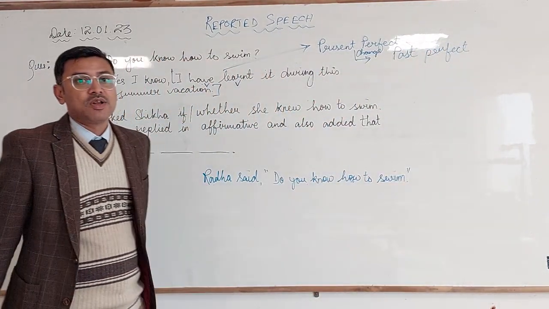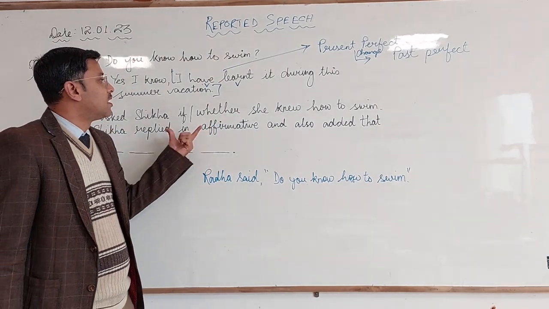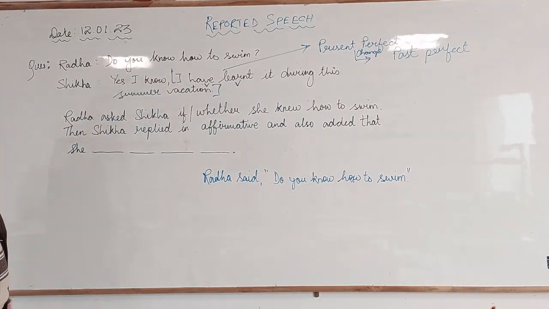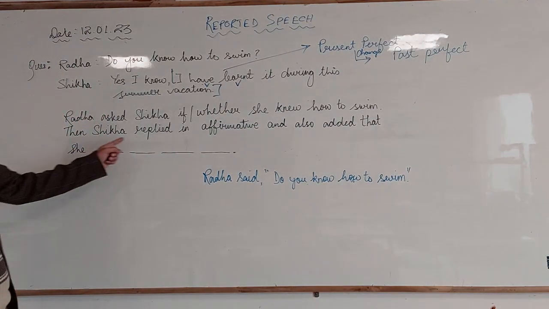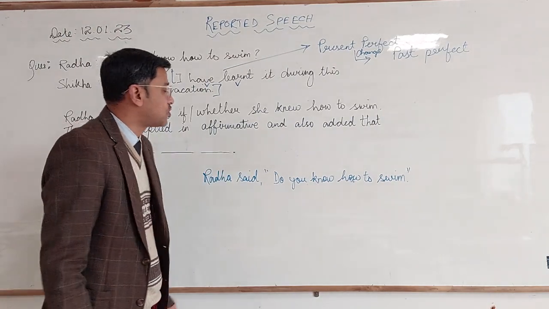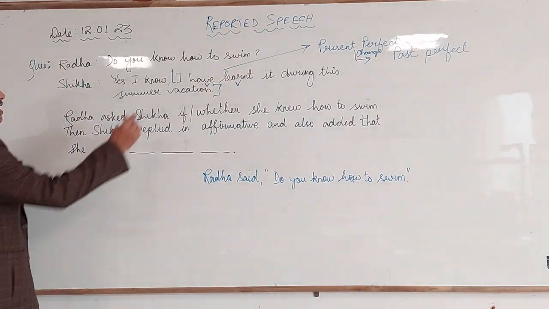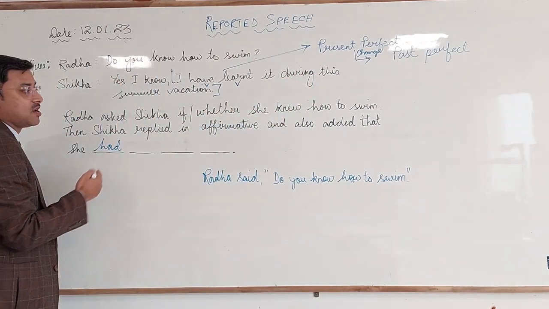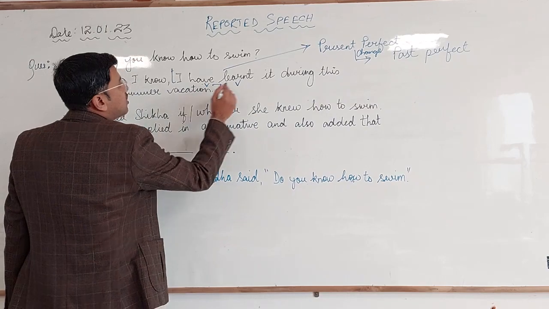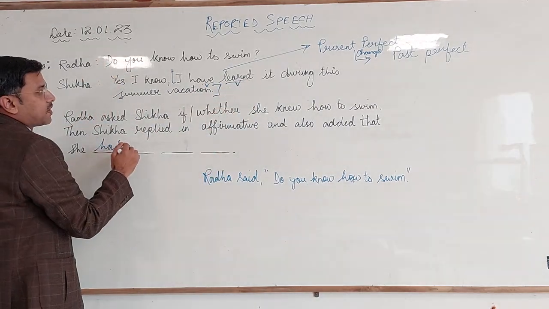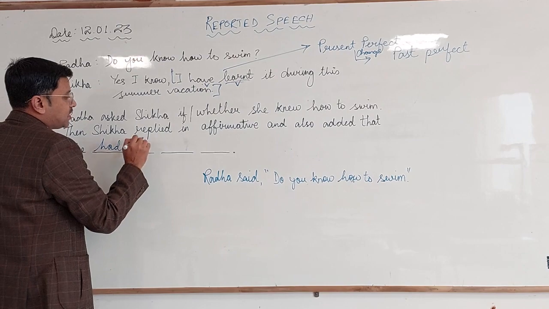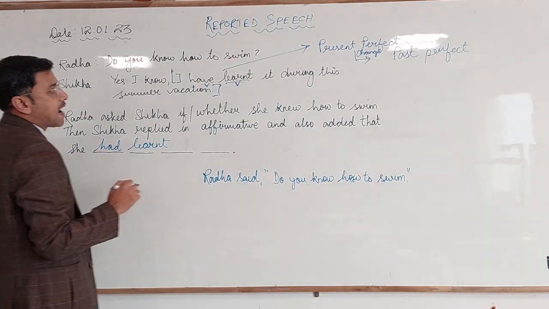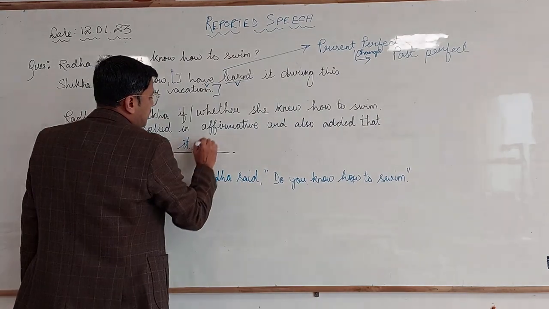If we have figured this out, therefore, what we can do is convert this and write it as the answer. So your answer will be like this. It is said, then Shikha replied in the affirmative and also added that she, have will become had, past perfect. Had is past perfect. That means this learned remains as it is because it is past perfect. So V3 we will have to write, that she had learned it during.